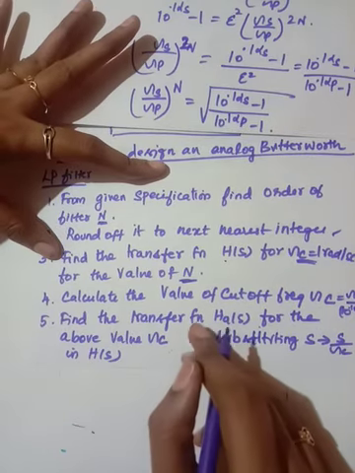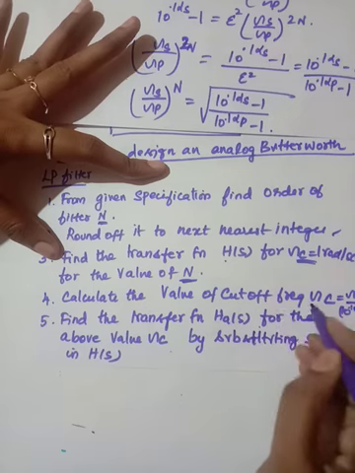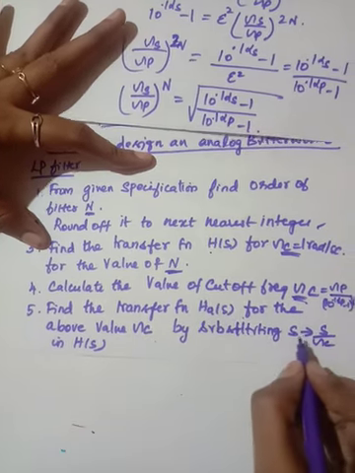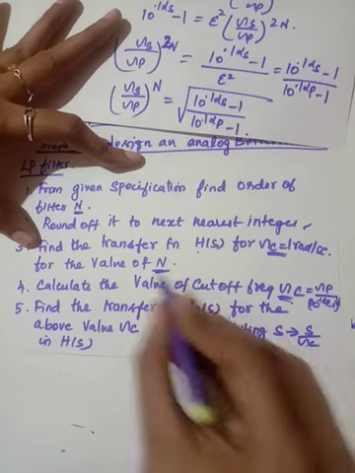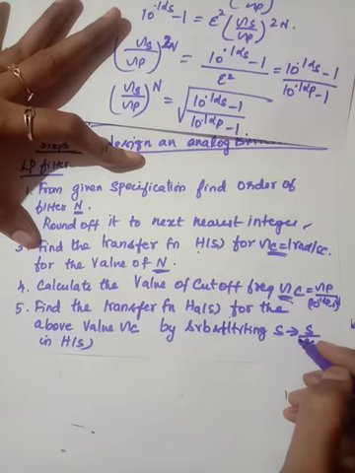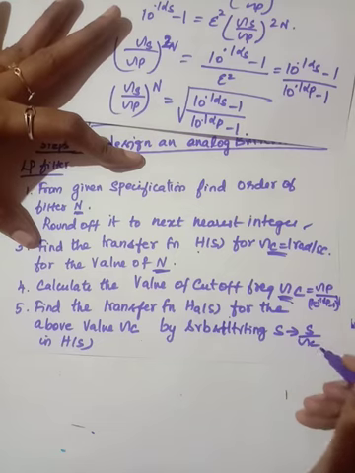Then finally, we have obtained the new cutoff frequency. Now we need to replace s by s by omega c. Here we are having H of s, so wherever you have s, we need to replace s by s by omega c.